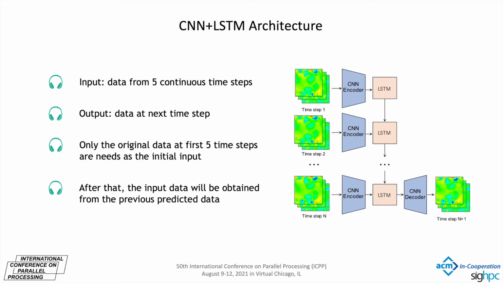So at the very beginning, we need the first five original data in 5 time steps, and after that, the input data will come from the last predicted data.